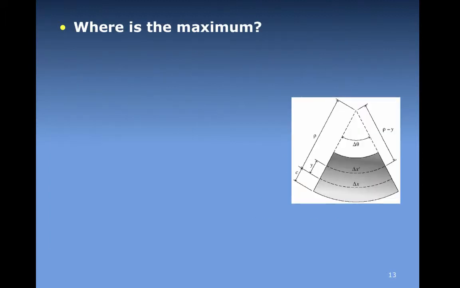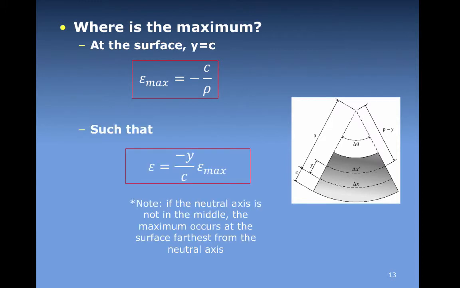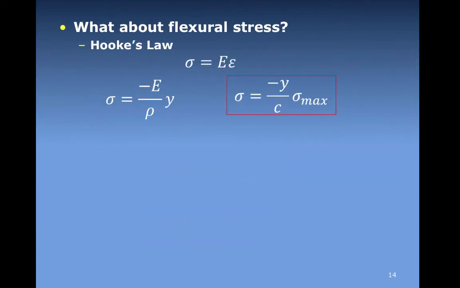One of the natural questions is, where does the maximum occur for this deformation? Clearly, the maximum can occur either at the top or the bottom surface of the beam, and this is defined by the neutral axis and the position of either the top or the bottom surface of the beam relative to the neutral axis. It's natural to then extend our discussion of deformation into a discussion about stress.